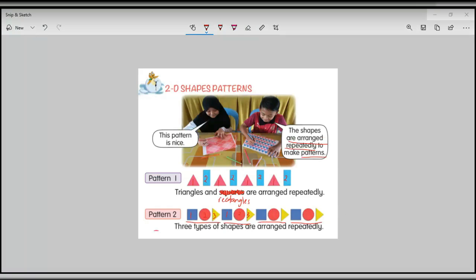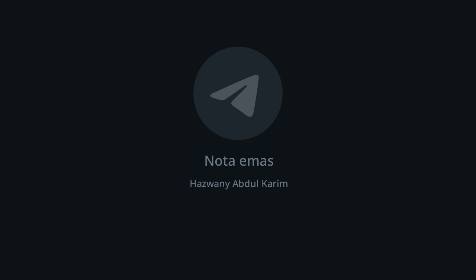Now we move to the next one. Here are the activities, the exercise for you. What you are going to do after this is you need to open your activity book and do the exercise. This one is your activity book. You need to do the exercise on pages 72, 73, 74, 75. Don't forget to complete your work and send to me for checking.